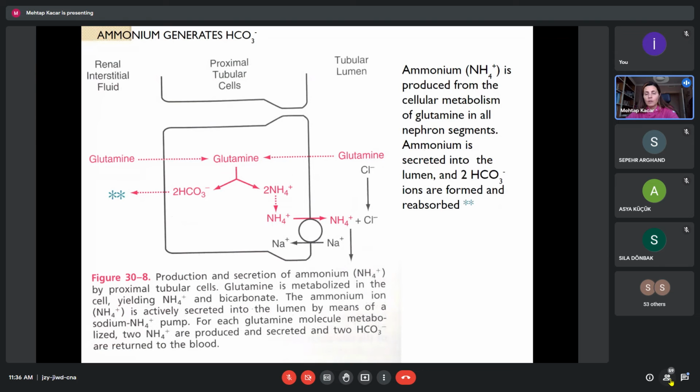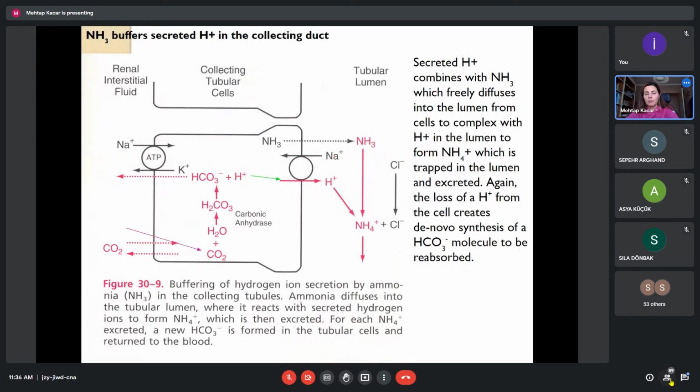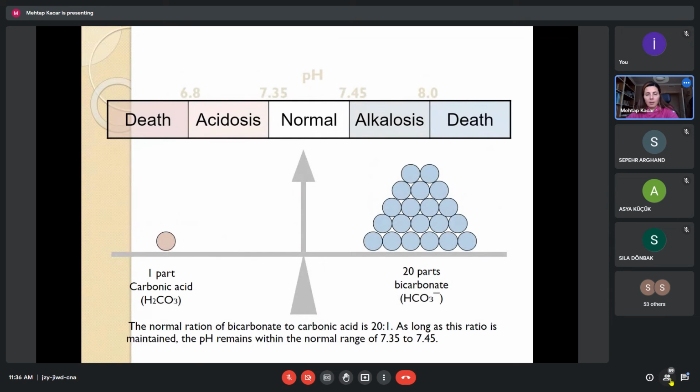Ammonium generation. Too much detail. We don't need. Okay. If we lose our normal pH or neutral pH in acidosis or in alkalosis, we lose all biochemical reaction, and maybe this situation leads to that.